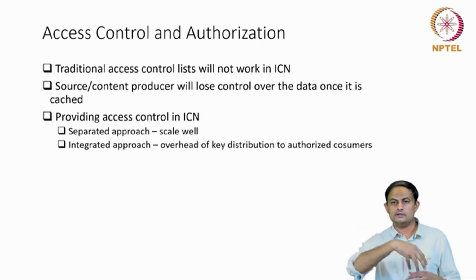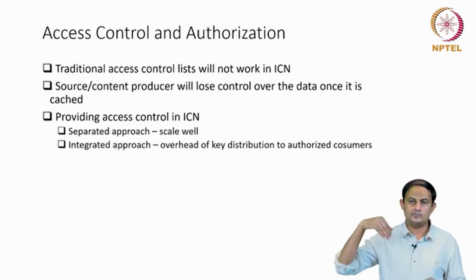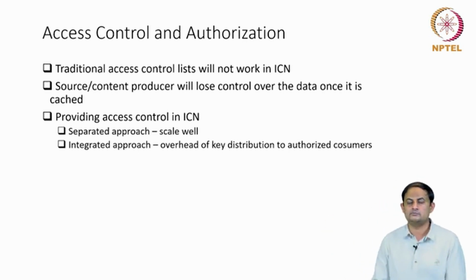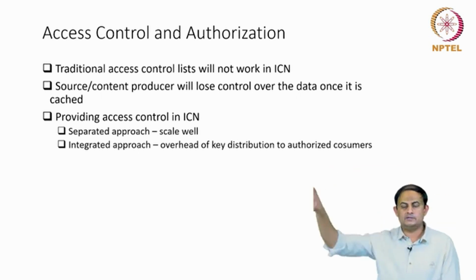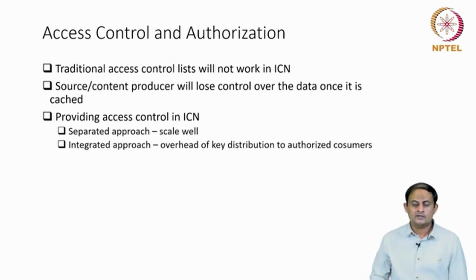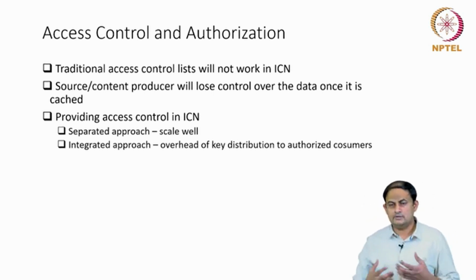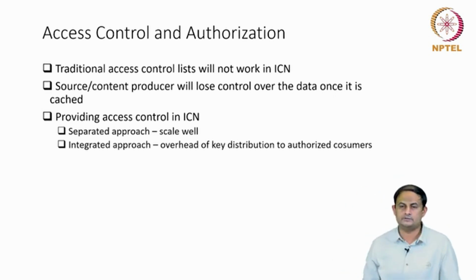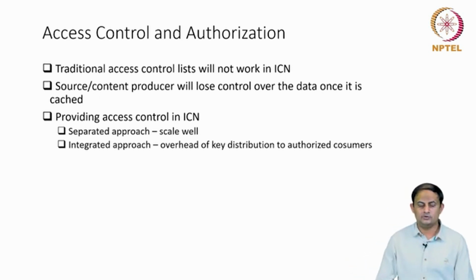Once the content is retrieved from the producer, I lose that control of enforcing the access control mechanism. Now the pieces of information exist all across the network in different routers and caches, and how do I, as a content producer, enforce this access control mechanism? So at least looking at the current usage perspective, this ability of access control is actually required. Now this can be broadly addressed in two different ways.